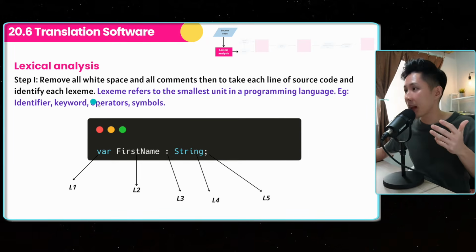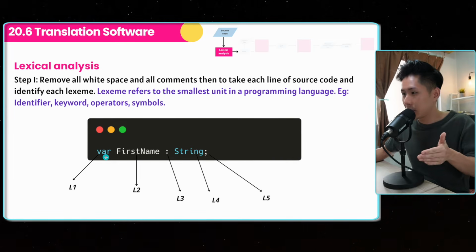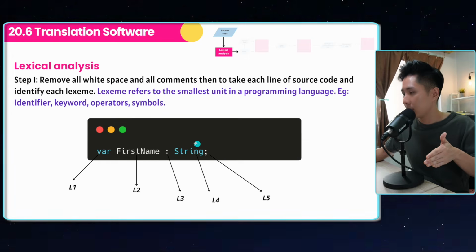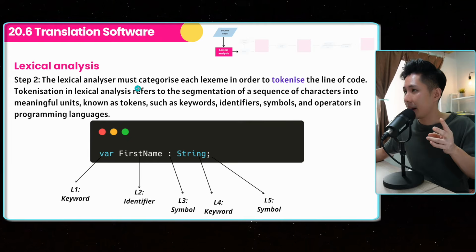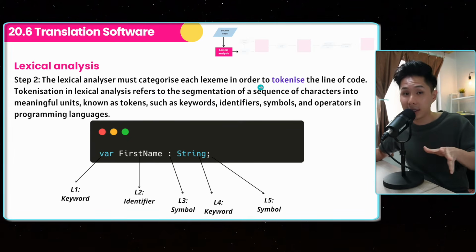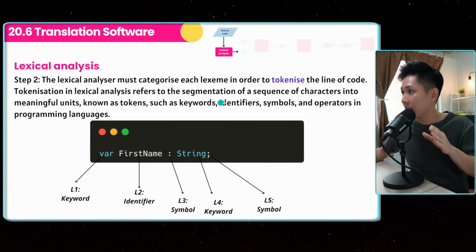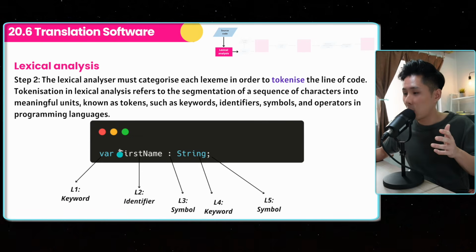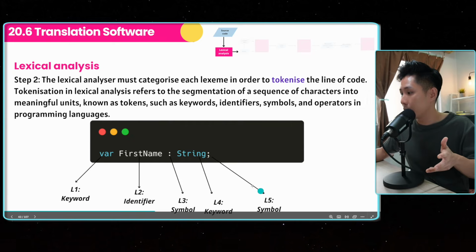So what is a lexeme? It refers to the smallest unit in a programming language, for example, identifiers, keywords, operators, and symbols. In this one line of code, I actually have 5 lexemes: keyword, variable name, symbol, keyword, symbol. So that's the first step. The second step is that the analyzer will also categorize each lexeme in order to tokenize it. Tokenization is a process that segments a sequence of characters into meaningful units, meaning to identify what this lexeme is, what another lexeme is. In this case: keyword, identifier, symbol, keyword, symbol.